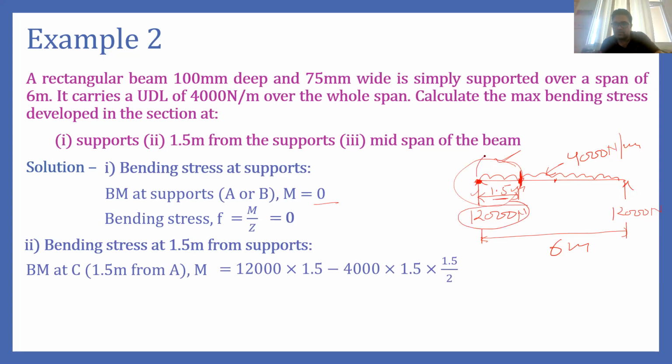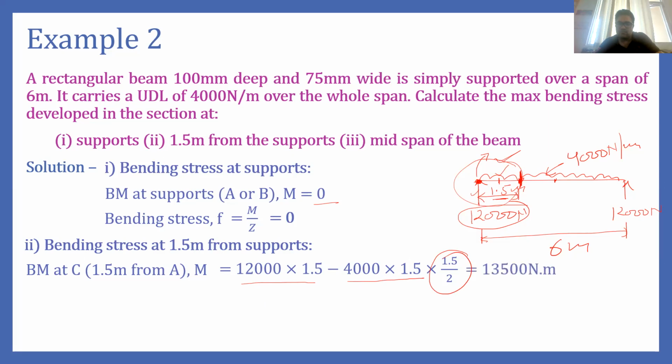This reaction is clockwise, so it creates a positive moment. Similarly, the moment due to the UDL over 1.5 meter: the total UDL will be 4,000 multiplied by 1.5. That becomes the total UDL over the 1.5 meter length. Where will it concentrate? It will concentrate at the center, so the distance from this point will be 1.5 by 2. That becomes the formula for bending moment at 1.5 meter distance.